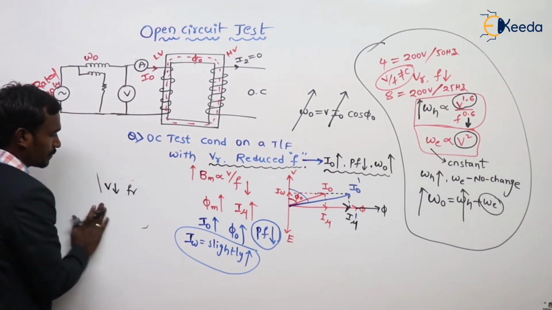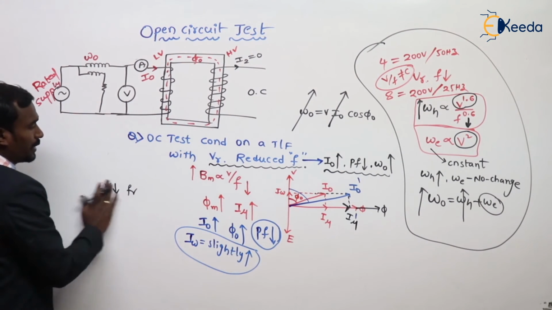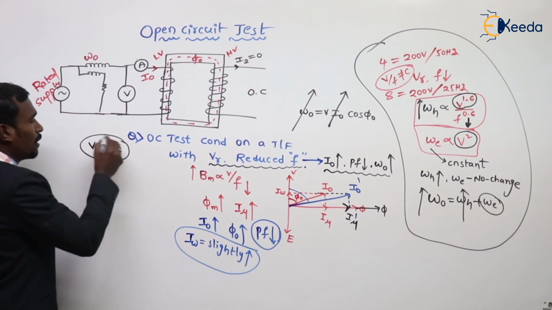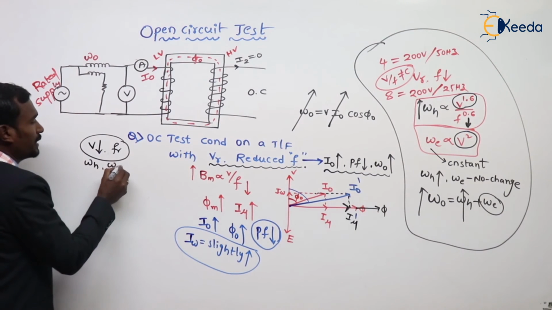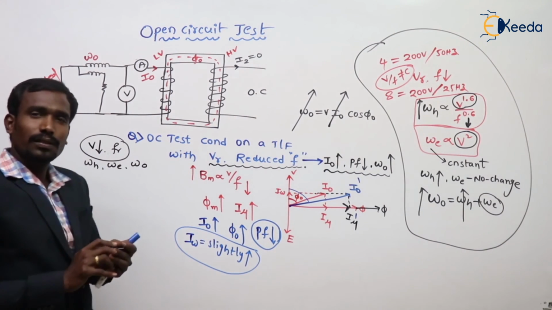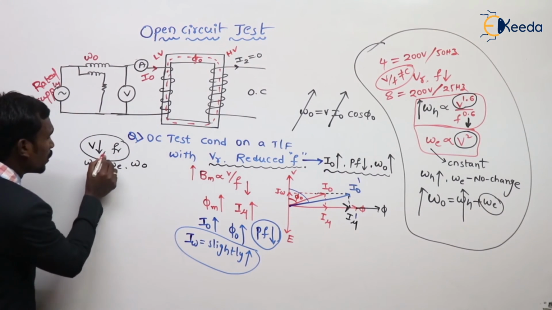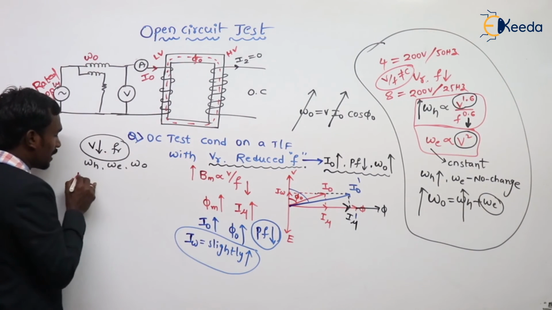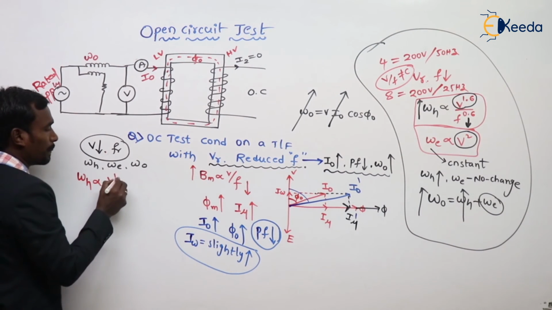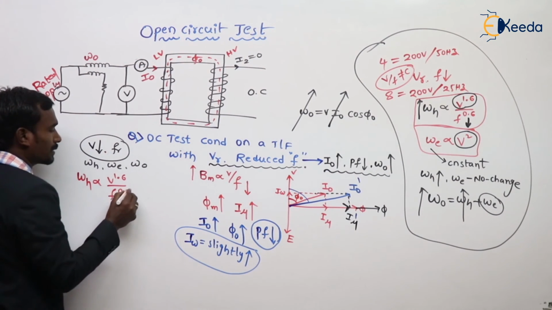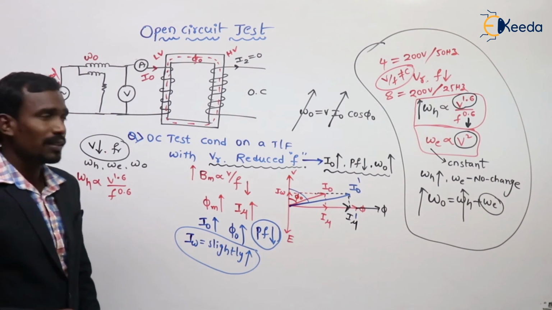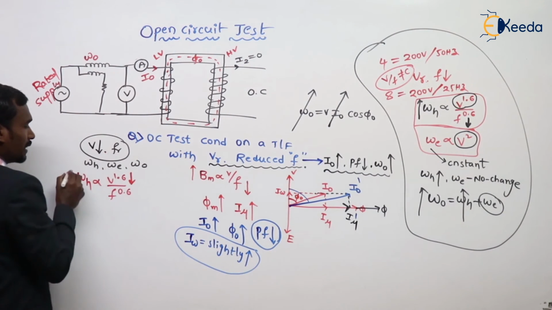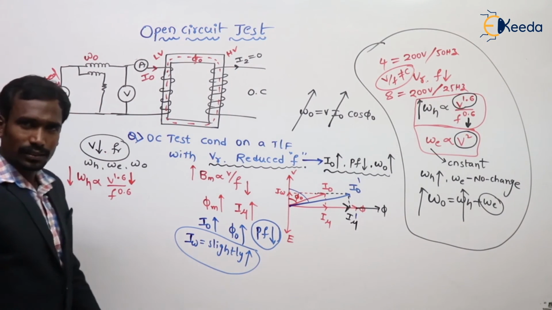Same question, but reduced voltage, rated frequency. What happened to hysteresis, eddy current and no load losses? Tell me. Reduced voltage, rated frequency, V by F not constant. If V by F is not constant, hysteresis losses are directly proportional to V power 1.6 upon F power 0.6. Frequency is the rated value, but voltage decreases. When voltage decreases, hysteresis losses also decrease.